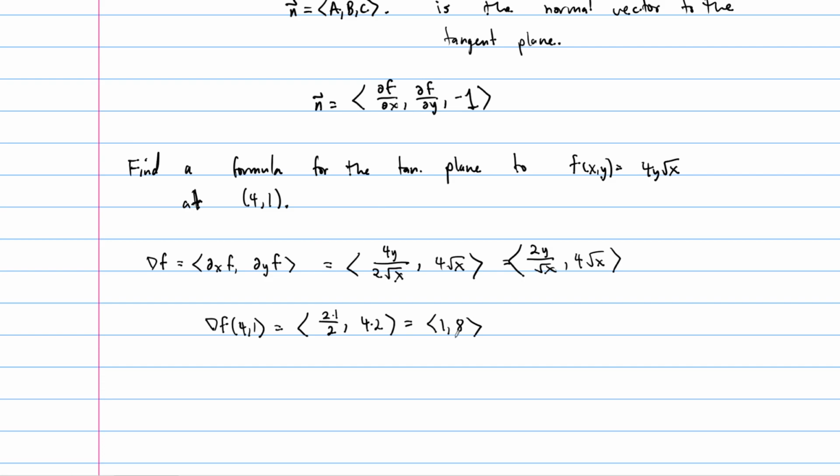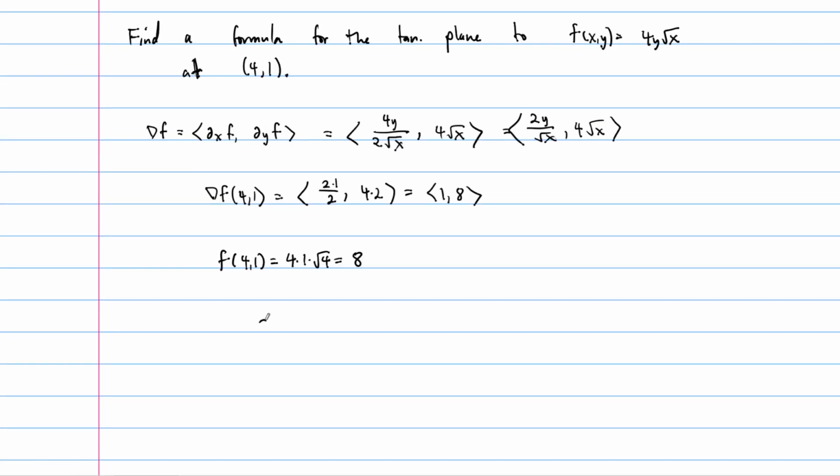This is the vector that points in the direction where the surface is changing the most, the steepest ascent, we called it. Now, to find the formula for the tangent plane, we also need to know the value of the function itself at this point. We could have done this first. The value of the function at this point is going to be 8 as well: 4 times 1 times 2, that's 8.